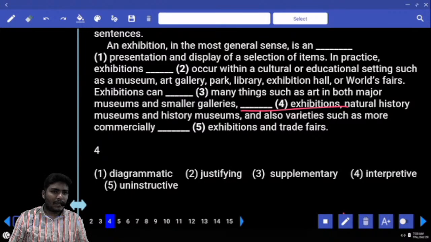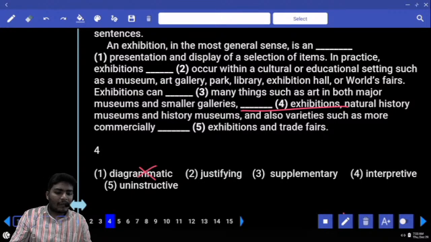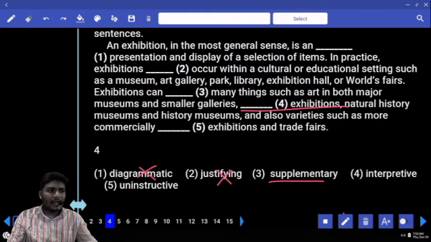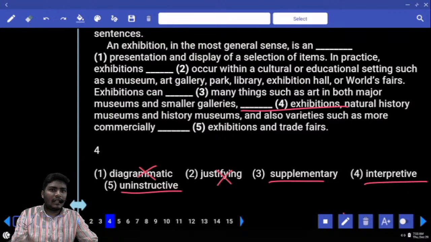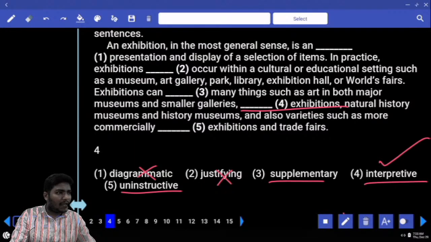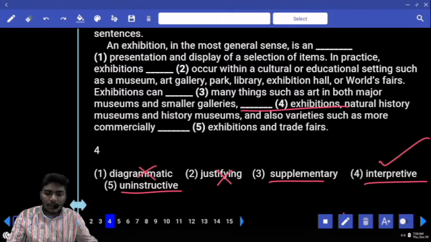Types of exhibition we are speaking about. If at all you have good knowledge about the exhibitions, then you can get this. We don't have diagrammatical, justifying exhibitions there. Supplementary in the sense anything that can be as secondary or which gives push to something. Interpretative, uninstructive. Instructive in the sense which is used to point out. Uninstructive in the sense they don't instruct anything. They just display, you have to go and watch. Interpretative also comes with the same meaning of uninstructive. You go and see, you get the meaning by yourself. Nobody tells you. Supplementary is providing, not related.